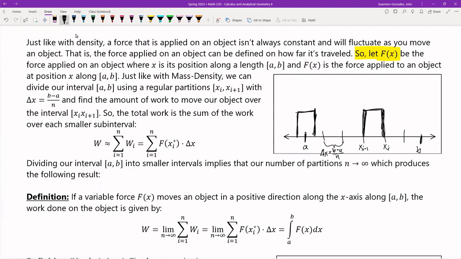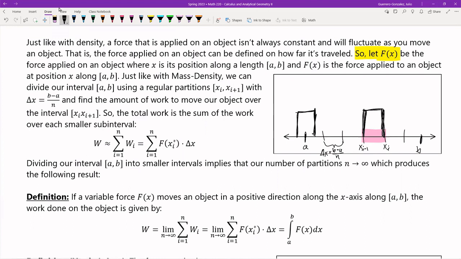Now, let's say that I want to move this side of my box over here. That is, I want to move my box across this little piece right here, and I want to find out how much work it'll take to do that. I want to find out how much work it'll take for me to move my box over that little strip in pink. That's what we're trying to find.